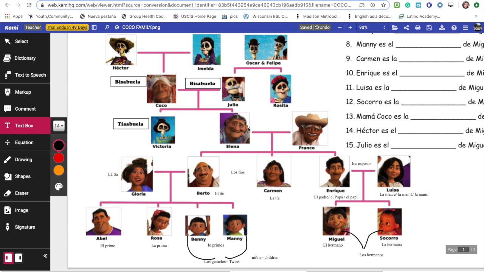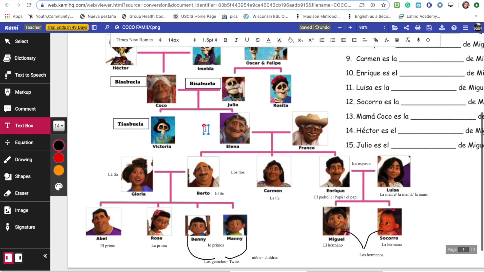And if you remember, Elena, what is Elena of Miguel? What is the relationship of them? So Elena is la abuela. La abuela. Grandmother. So what is Franco? Franco, that will be el abuelo. And what is the relationship between them?